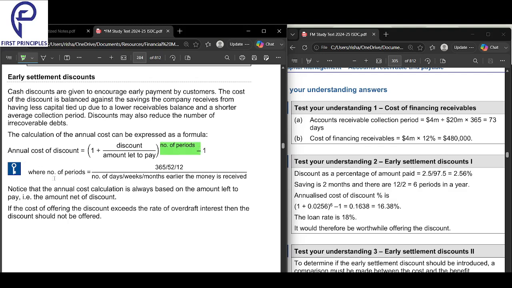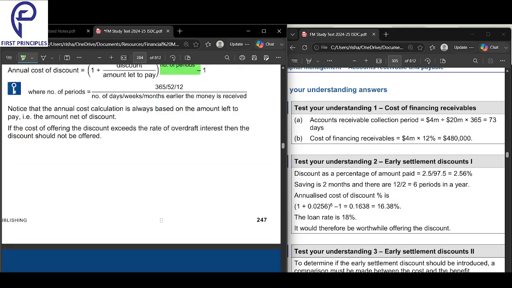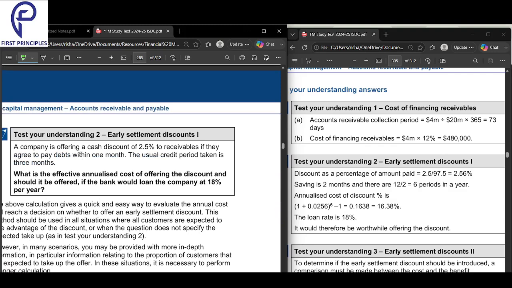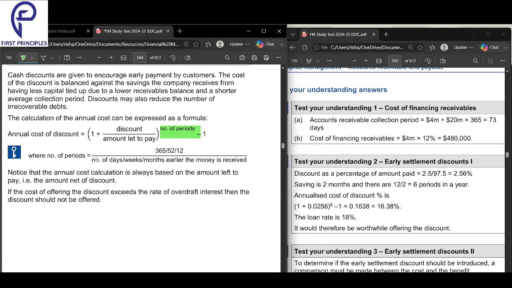How do you get the number of periods? It is 365, 52, or 12. If they've given you years or days, you take 365. If they've given you weeks, take 52. If they've given you months, take 12. Here the question says this person is paying within 1 month, so it is given in months. Generally people pay within 3 months, but they get a discount if they pay within 1 month. So you are saving 2 months of credit.